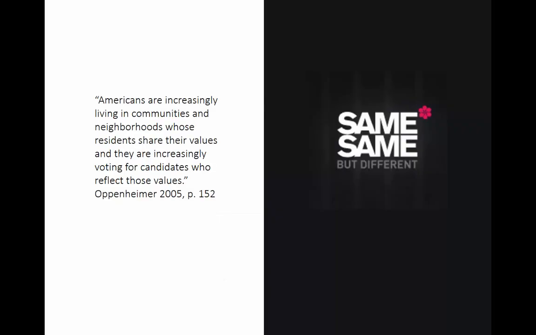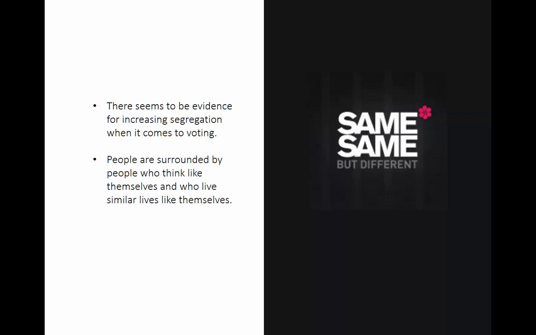But the point that the book makes, also drawing on some other works, is that Americans are increasingly living in communities and neighborhoods whose residents share their values, and they are increasingly voting for candidates who reflect those values. So on the one side, we're talking about wanting to get rid of segregation, right? We want to live in a world where we are integrated, exposed to different kinds of people, everybody has the same opportunities, everybody is valued. At the same time, people seem to sort themselves into highly distinct groups. So there seems to be evidence for increasing segregation when it comes to voting.